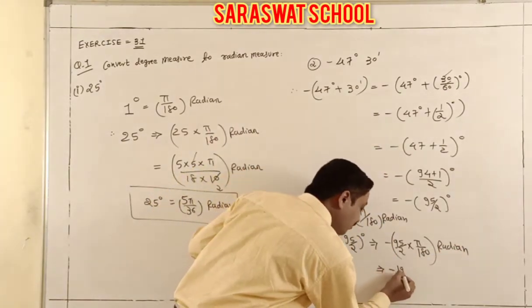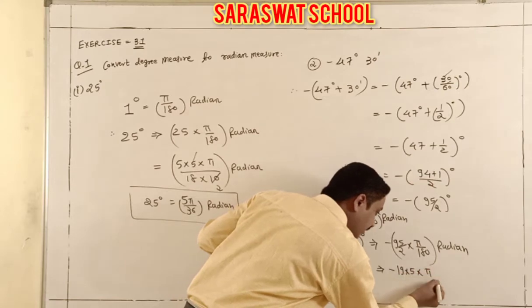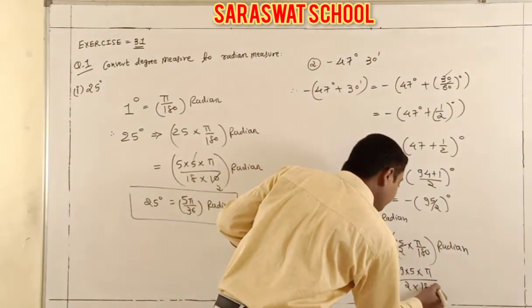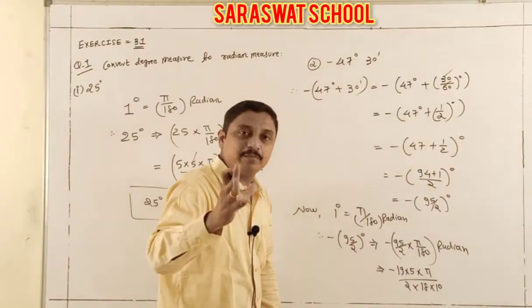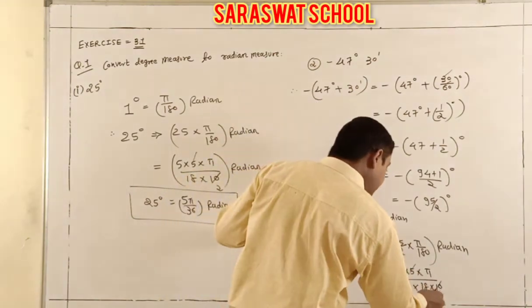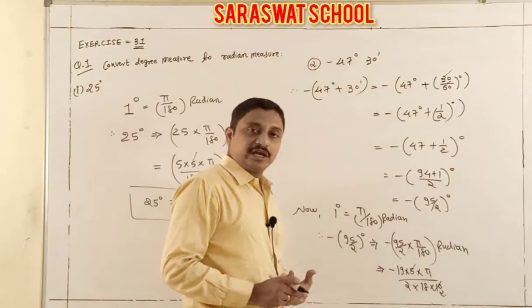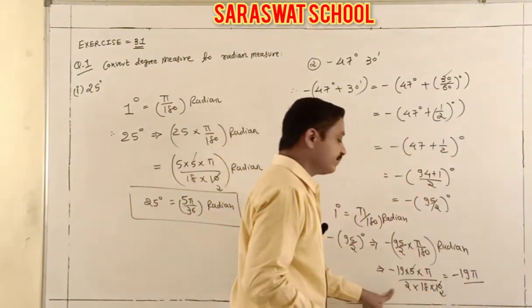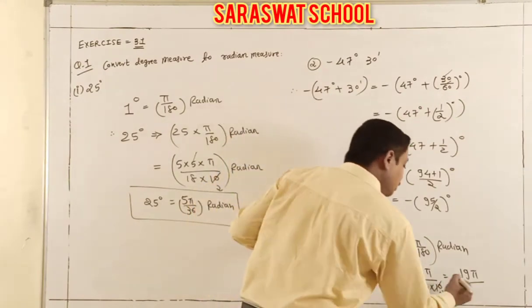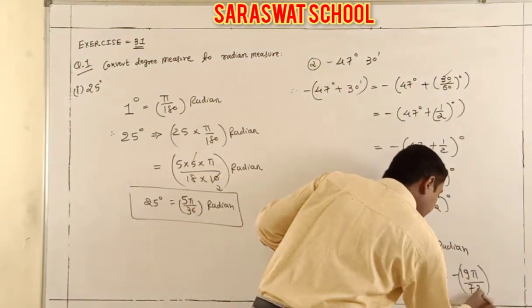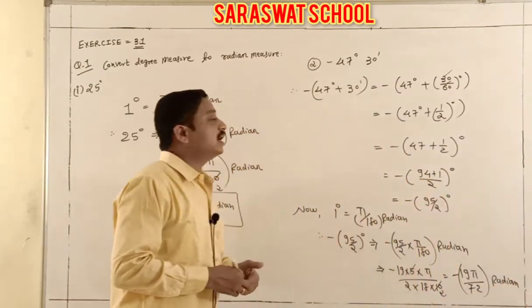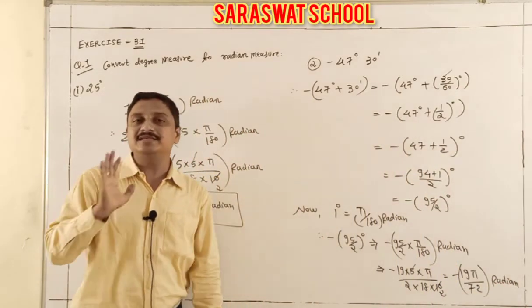So minus 95 and here 2 into 180. I just calculate in simplified format. 5 2s are cancelled, other nothing cancels, so you get minus 19 by 18 into 2, 36 into 2, 72 radian. And here, students, our question number second is easily done.